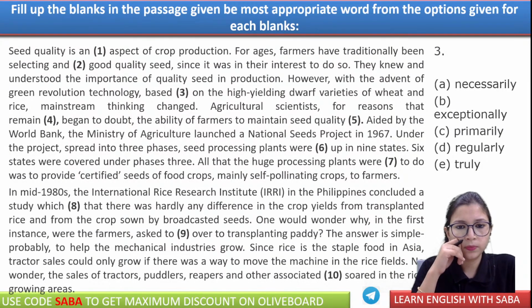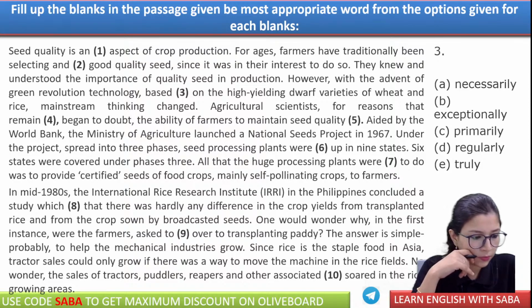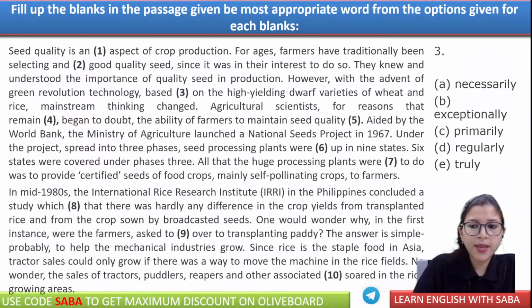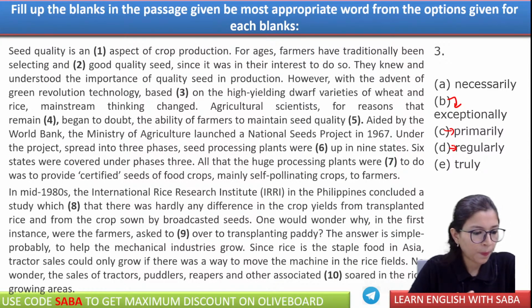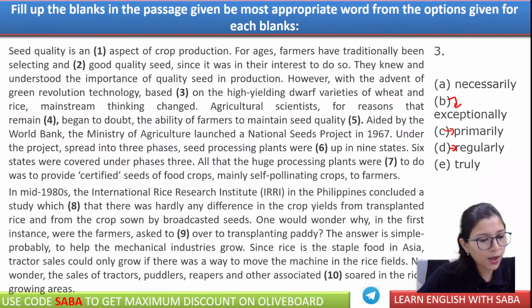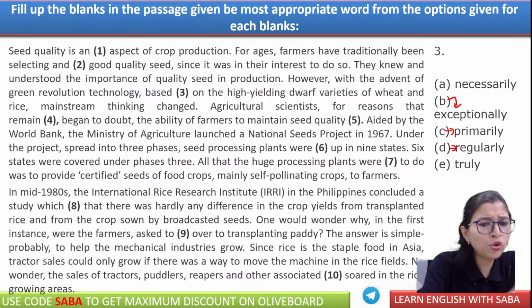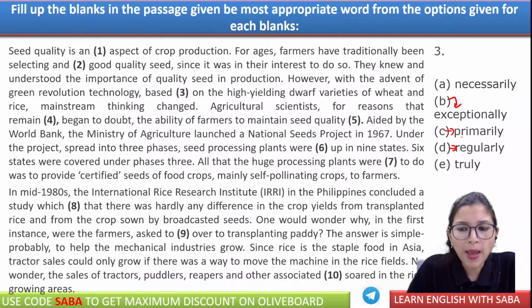This is also a good question. आगे पढ़ेंगे तभी आंसर मिलेगा. C, except B, rest all C. See, exceptionally is given in B, C is primarily, D is regularly. मुझे पता होता है कि कब आपके आंसर्स क्या आएंगे. Now see, you will say it will be primarily on.